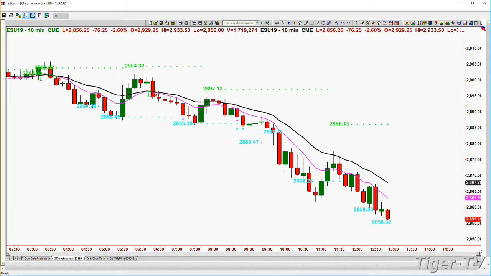Then it went a little lower, it went a little above, hit the 14-period exponential moving average, and then plummeted under the 9 again. And right here, 28.55, this is key support. Can it hold? That's the big question on the 10-minute chart.